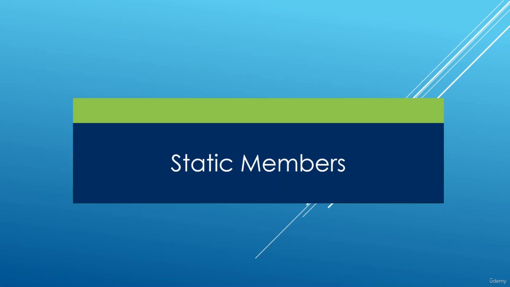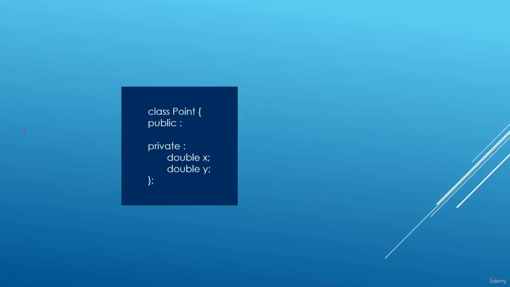In this lecture, we're going to learn about static members. And these are members that are not tied to any class object. They are going to be tied to a class blueprint itself. Let's look at what we have been doing so far.